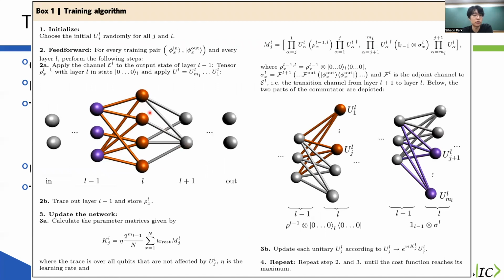Okay, so this is the training algorithm that this paper is proposing. Can you see the screen, right?